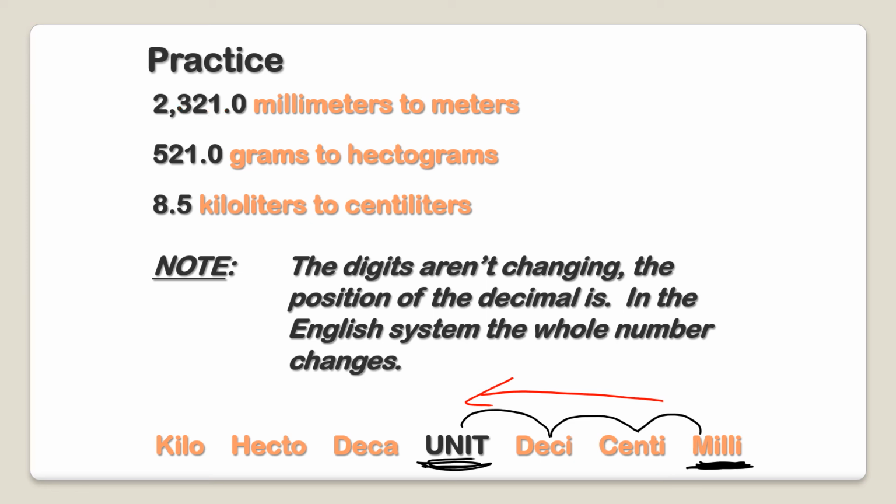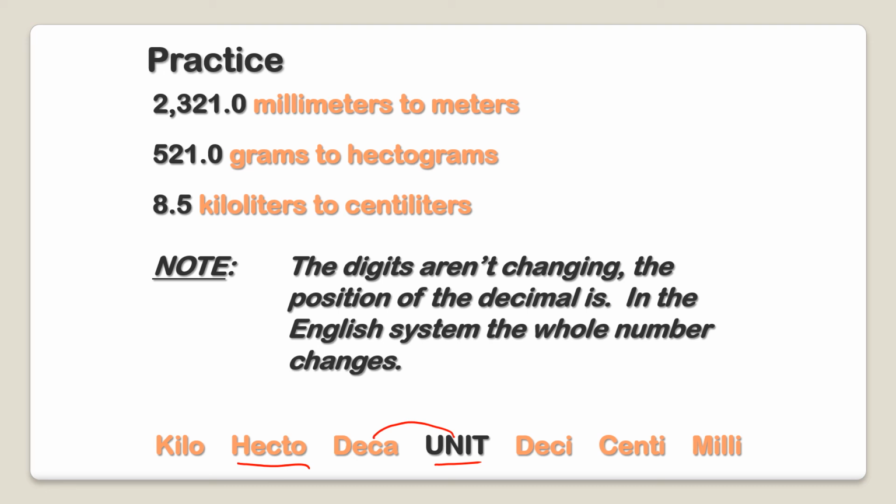Let's try the next one. 521 grams to hectograms. Okay, so we're starting off right here, and we're moving here. And so we're moving 1, 2 spaces to the left. 521.0, 1, 2. So I should have 5.21 hectograms.